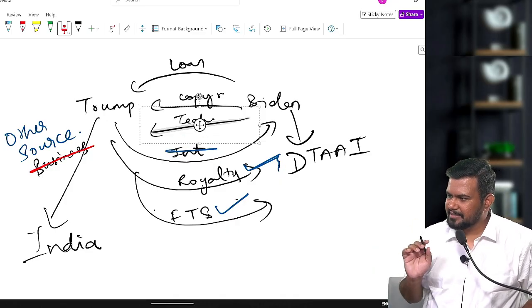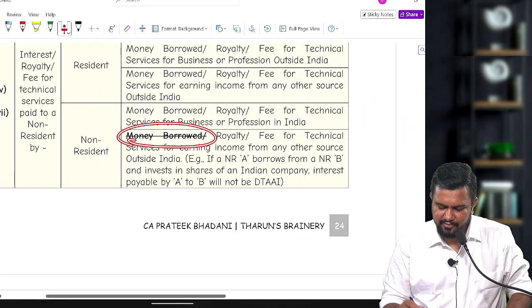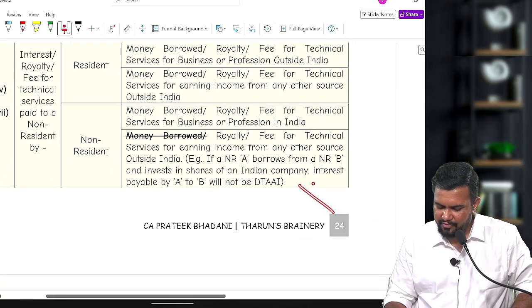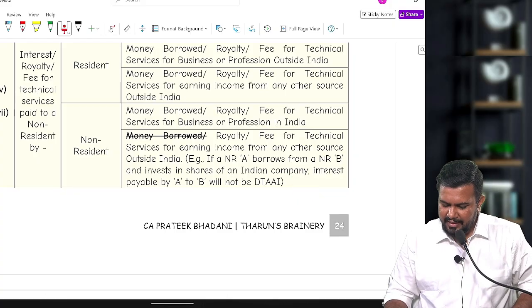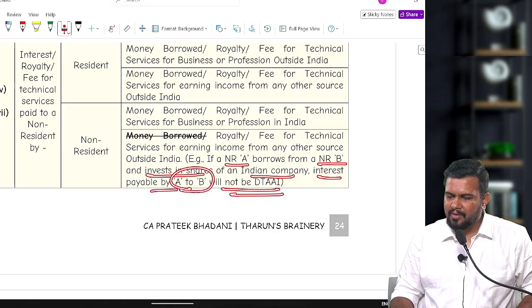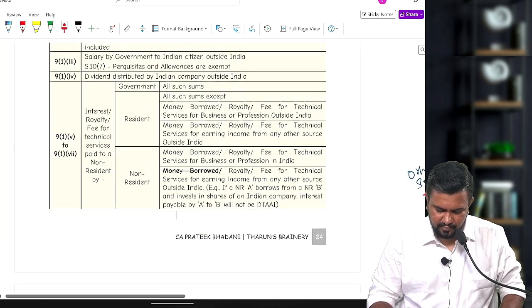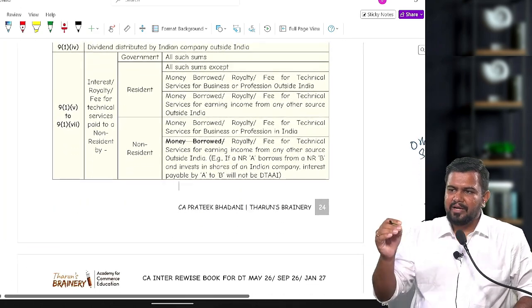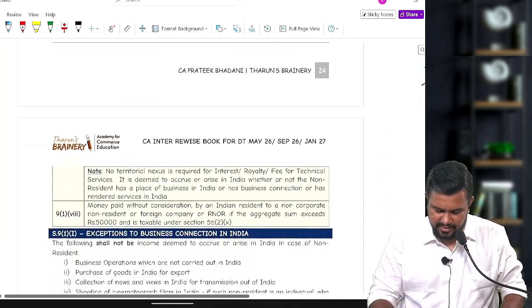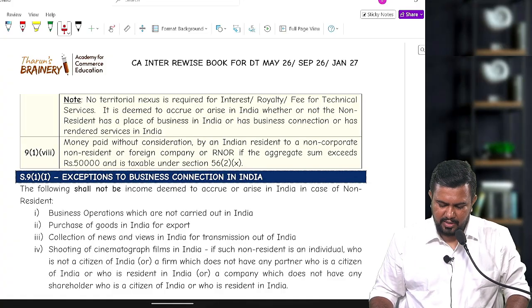This is an exceptional case. That is why I have written money borrowed and I have struck it off. I have also given you an example. If non-resident A borrows from non-resident B and invests in shares of an Indian company, then interest payable by A to B will not be deemed to accrue or arise in India. Fine. And here, for interest, royalty, and fee for technical service, there is no territorial nexus.